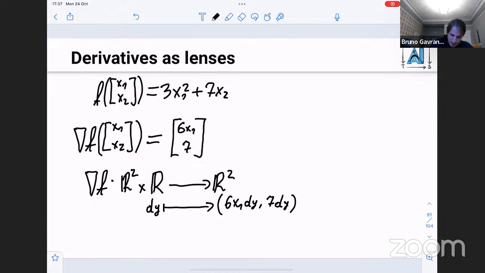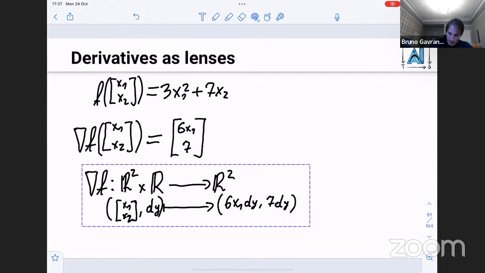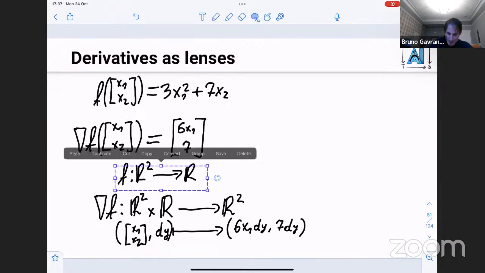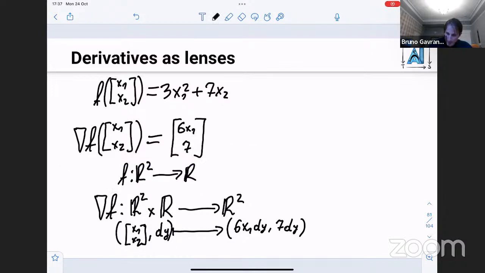And then the gradient of f takes two things. It takes x1, x2, a vector, and a change in the output, and produces a vector of changes in the input. Here I've written it in parallel. Now, if you look at the fact that f is a function from R squared to R, we can see that this is starting to look like a lens. Namely, if we are in the category of Euclidean spaces with the Cartesian product, any function that is augmented with its derivative can be formulated as a lens of this shape.